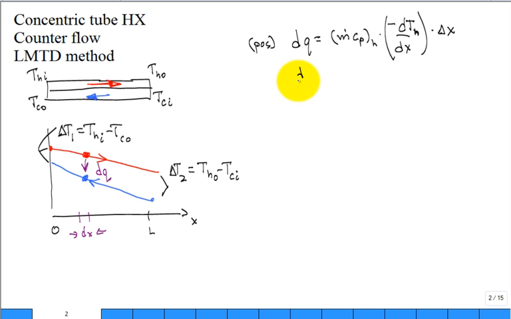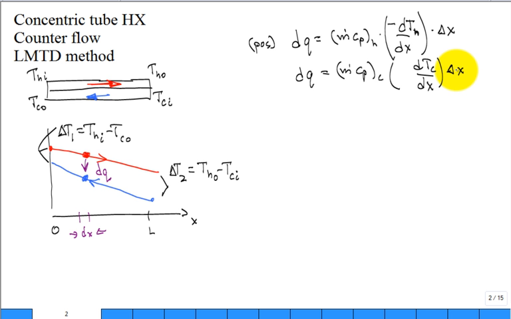And then you write the same equation, dq is equal to m dot c sub p of the cold fluid. Then we have dT cold dx, and then we have a delta x. So I leave a little space. Do I need a negative sign there? Or do I not need a negative sign? Take a look at the temperature profile. If I move in the direction of increasing x, does the cold temperature fluid increase or decrease? It goes down.